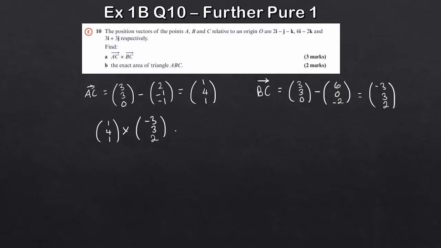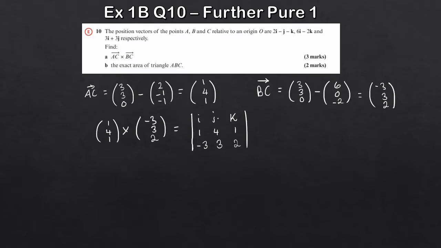So crossing these two vectors, well, how do we do this? Well, we set it up as a determinant like this. Along the top row, I've got I, J and K. And now the next two rows are my two vectors here. So AC, I'm going to put first 1, 4, 1. And then I'm going to put my BC here. So minus 3, 3 and 2. And all we need to do now is work out this determinant here.